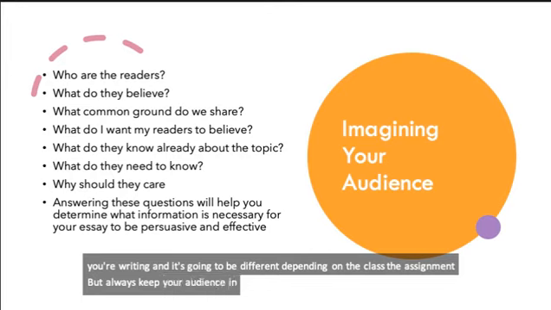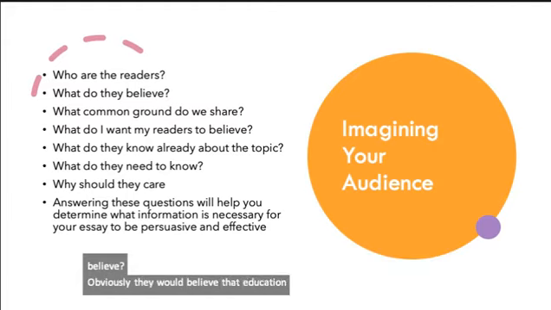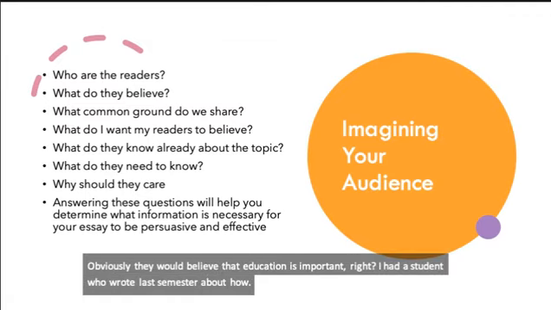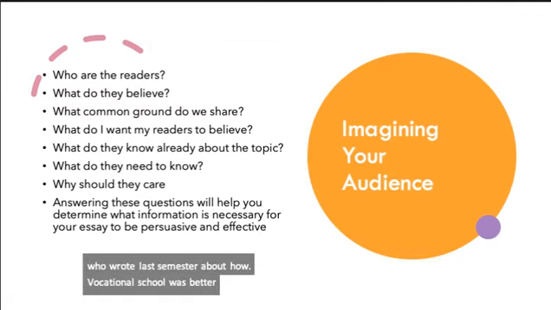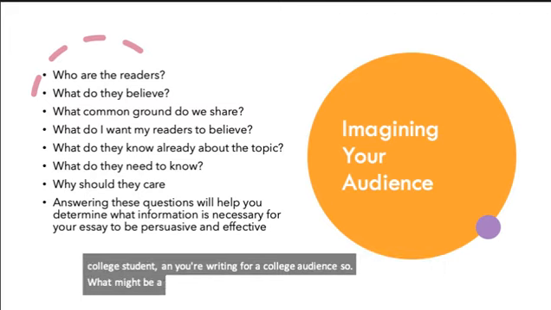Think about what they believe. So if you're writing to an academic audience, what are some things that they believe? Obviously, they would believe that education is important, right? I had a student who wrote last semester about how vocational school was better than college. I said, but you're in college, you're a college student, and you're writing for a college audience. So what might be a problem here with this argument?